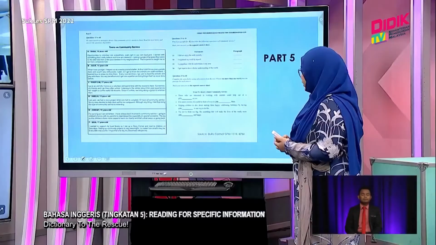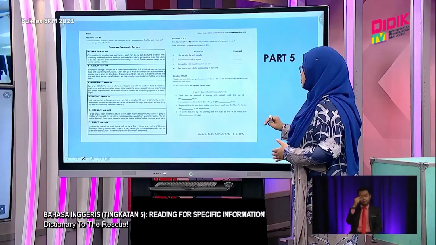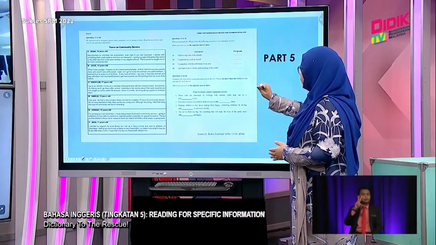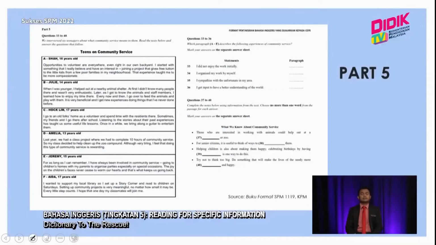Next, for part 5, there are 2 sections to this part. The first part would be statements, and it's the pupil's task to match the statements with the suitable paragraph over on the left-hand side. Meanwhile, for the second part, as you could see, there are a few sentences with blanked parts. So pupils, for each of the sentences, would have to identify one word from the text to be put in the blanks.